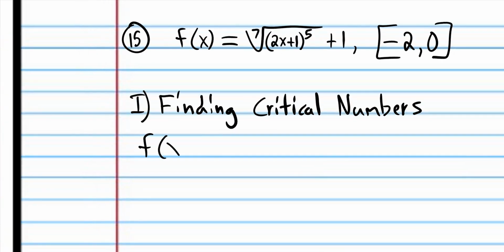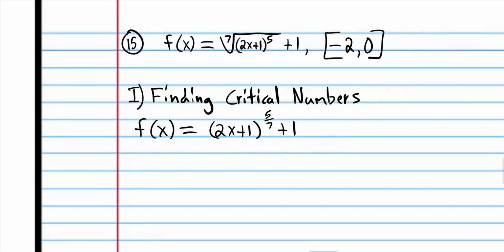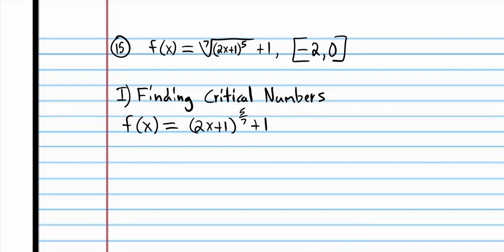Now again, when we do the calculus, it's going to be easier to write this as 2x plus 1 to the 5/7 power plus 1. But you can enter it like this in your calculator also. But make sure you have that in your calculator. Use the right arrow key to make sure you're out of the root. And again, if you make a mistake entering this in, just figure out what you did wrong and fix it.